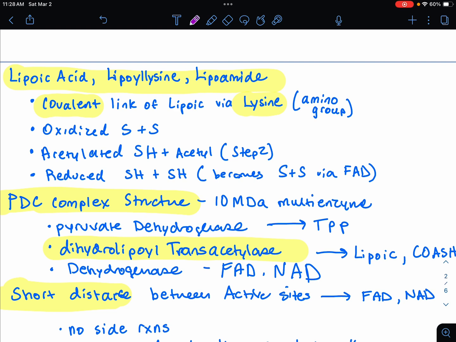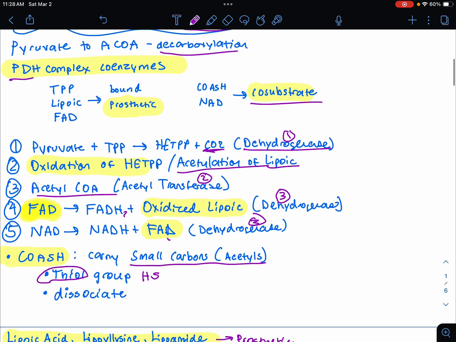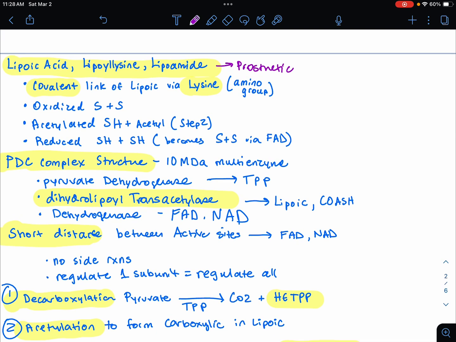All right, let's talk about lipoic acid. It's also known as lipoyllysine or lipoamide. And this is a prosthetic group again. Prosthetic groups are tightly bound. Our other prosthetic groups are TPP and FAD. There's going to be a covalent link of the lipoic acid to the enzyme via lysine. Lysine has this amino group on it. So you need a lysine there for this covalent linkage.